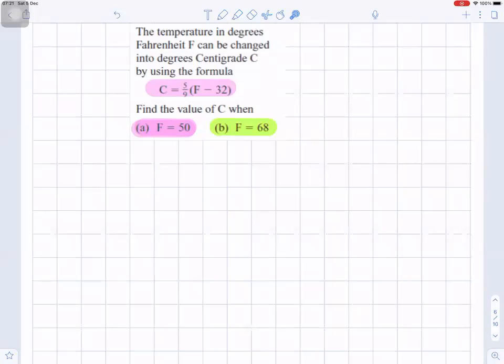The temperature in degrees Fahrenheit, F, can be changed into degrees Celsius centigrade by using the formula C equals 5 divided by 9, brackets F minus 32. Find the value of C when F is 50 and when F is 68.